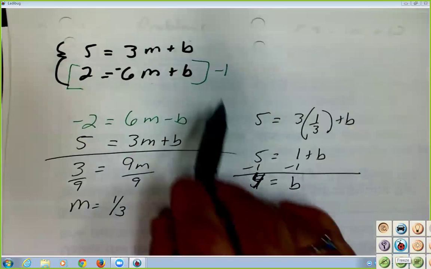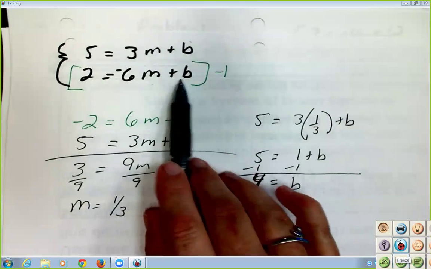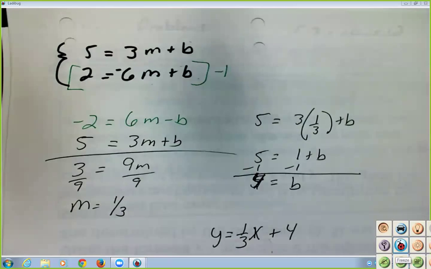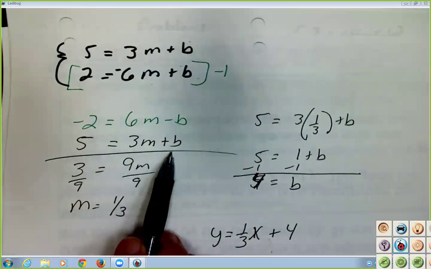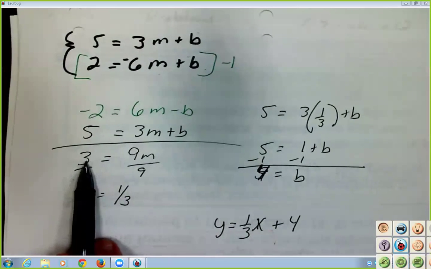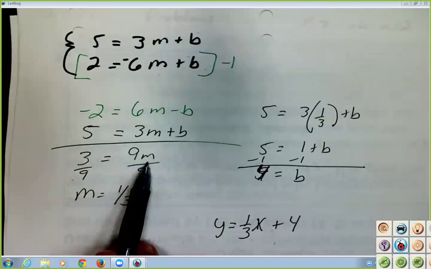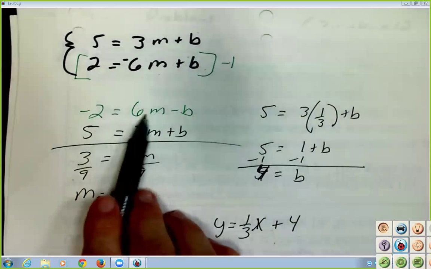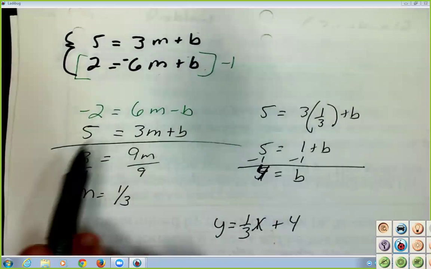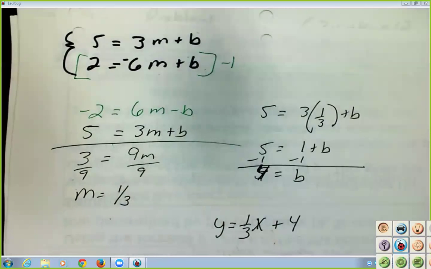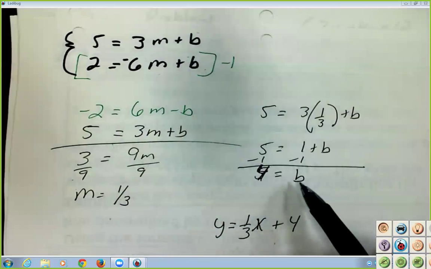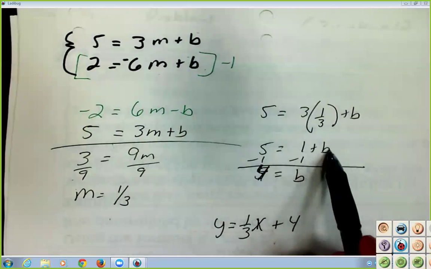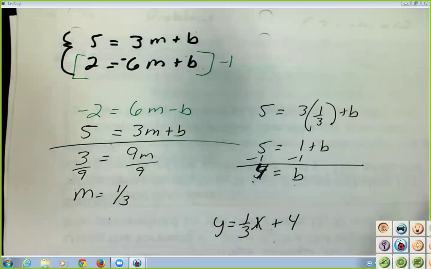So I ended up getting rid of B for mine instead of getting rid of M. You may have worked out M first and ended up getting rid of it. But if you get rid of B, you end up with 3 is equal to 9M, because I need to multiply it through by -1. So -2, +6, and negative B. Add the two together and I get 1/3. Then I end up solving for B, and I find B is equal to 4.